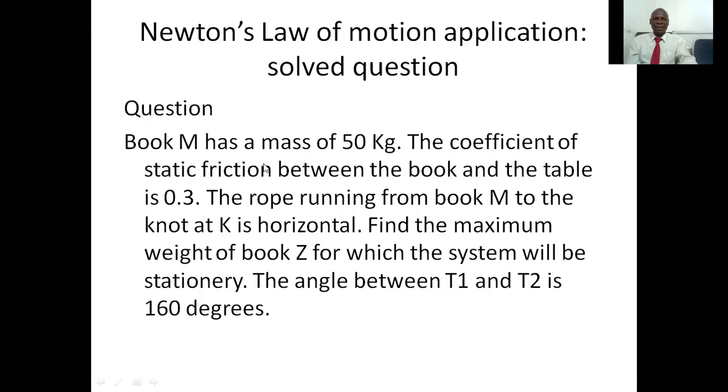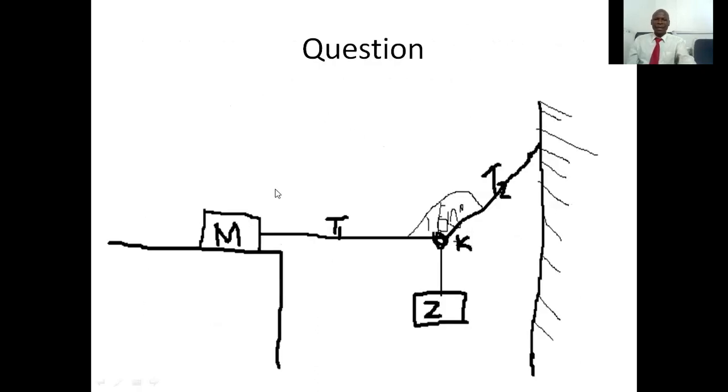A book M has a mass of 50 kg. The coefficient of static friction between the book and the table is 0.3. The rope running from the book to the knot at K is horizontal. Find the maximum weight of the book Z for which the system will be stationary. The angle between force T1 and force T2 is 160 degrees. And so this is the presentation of the question.